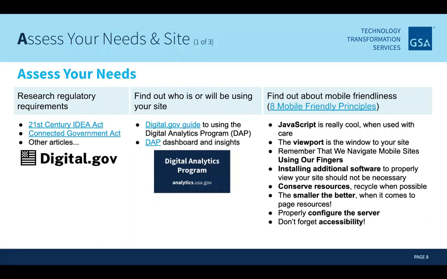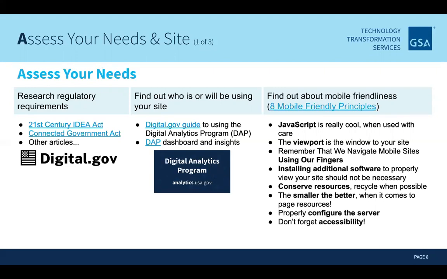First, research the regulatory requirements. Everybody has regulatory requirements, and some that impact us the most right now are the 21st Century IDEA Act, the Connected-Gov Act, and there's plenty more out there. But we've also put right here Digital.gov, and that's going to be a great resource that you can use to find all the information we've talked about today and more. You've got to research for your specific application and needs.